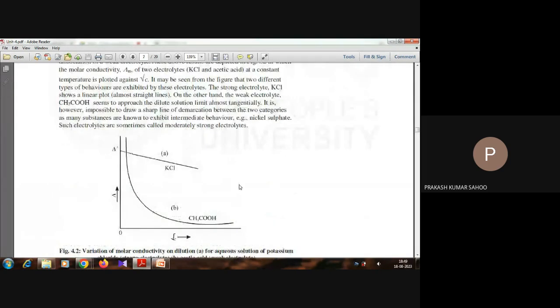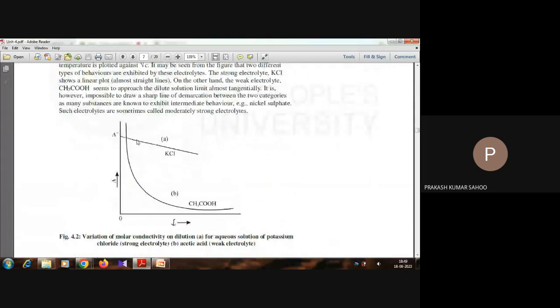Then we have this plot. This is for your strong electrolyte, and this is for your weak electrolyte.